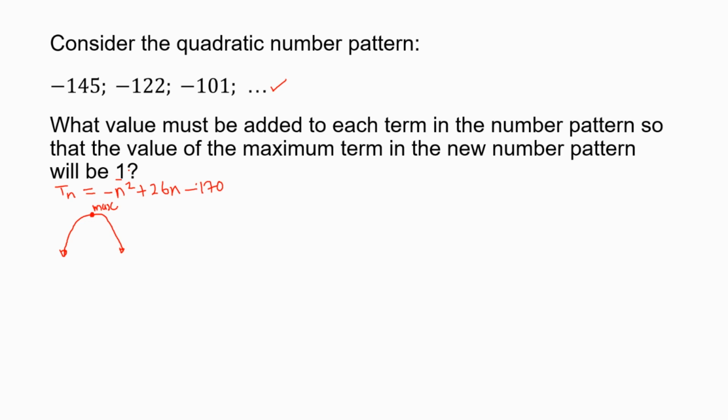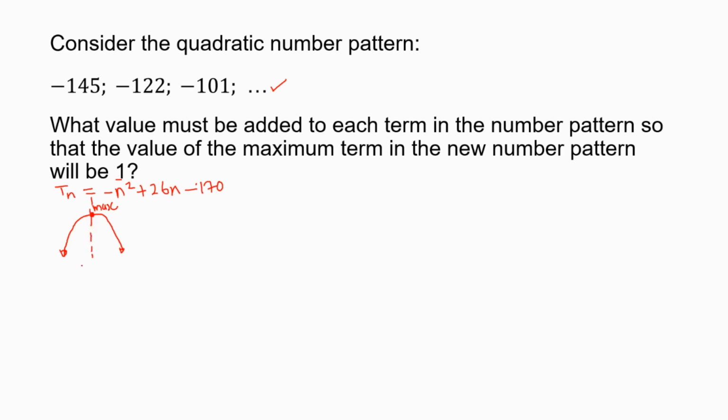Let's get that maximum value first, and then we'll see what we must add to get 1. We need to find n first, and then substitute our n into the general term to find the term. Remember, the n that we're going to get here is not the term. It is the term number. So we get the n for the maximum term, and then we have to get that maximum value after that.